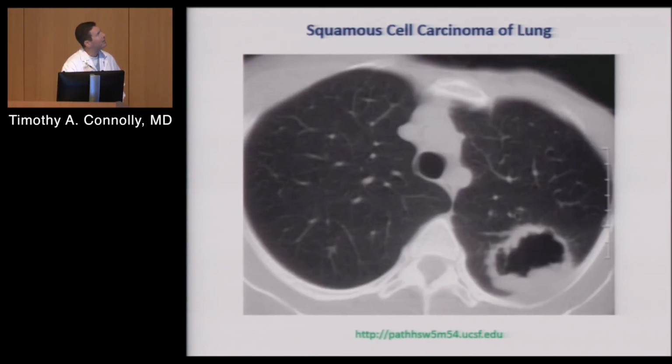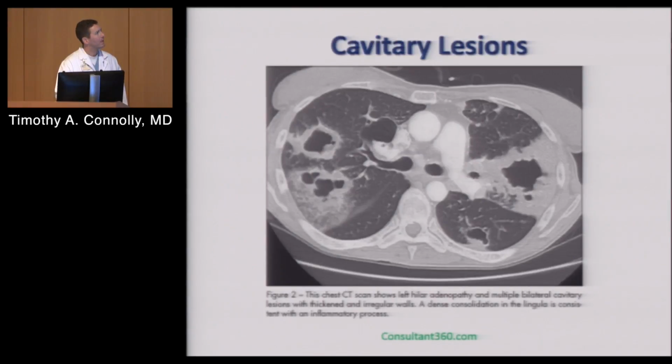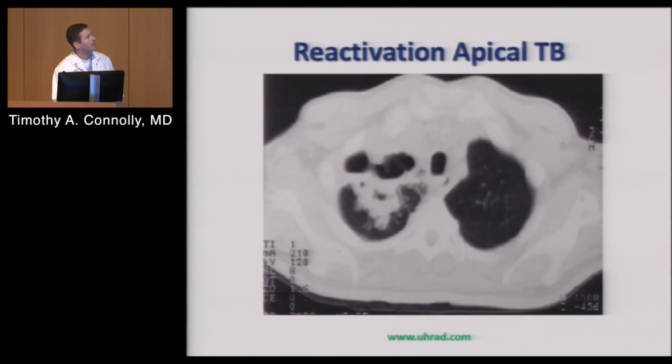Here's a cavitation, squamous cell cancer. Again, that certainly looks ugly to begin with. And as opposed to the septic emboli, where you saw showering everywhere, this is a single cavitary lesion that would be cancer until proven otherwise. As opposed to these multiple cavitary lesions, could have been septic emboli gone bad, could be Wegener's granulomatosis, any other condition with cavitation and chronic inflammation. Reactivation apical TB obviously looks just cavitary, but we know where it happens.